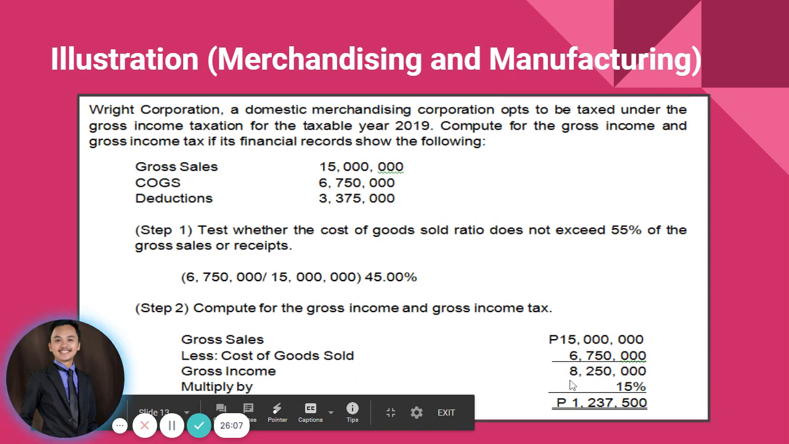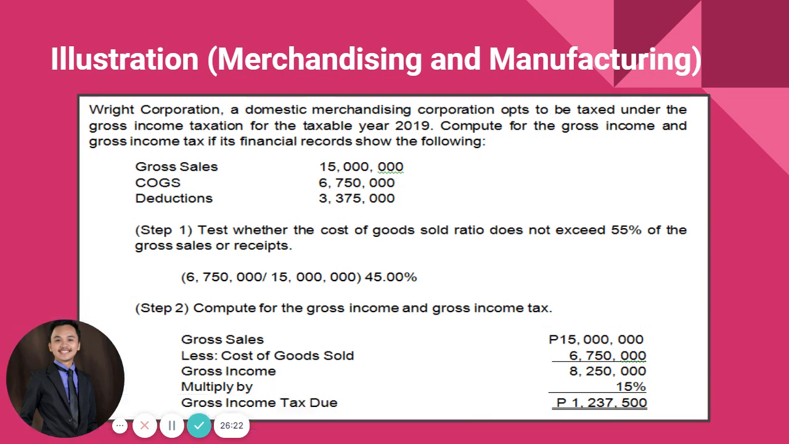So we have a gross income of 8,250,000. So that means your gross income tax will be 1,237,500. Tax due of the corporation if ever the corporation opted to use gross income tax.